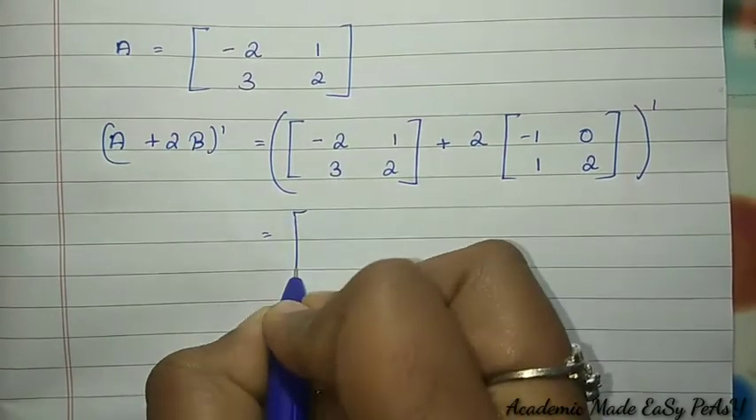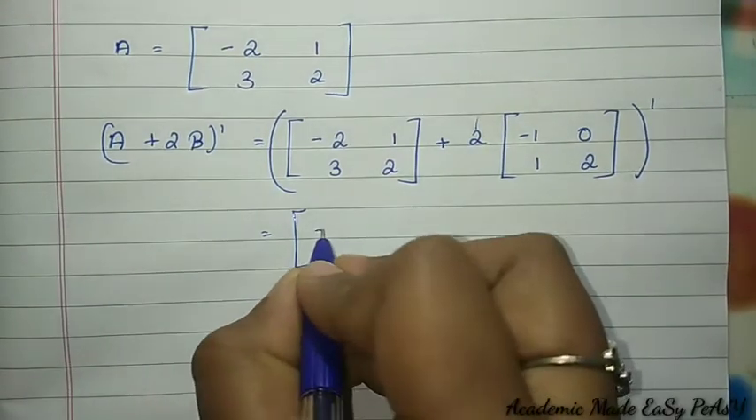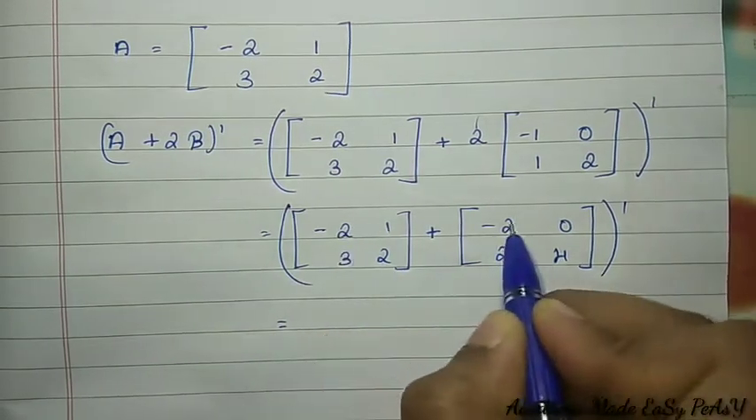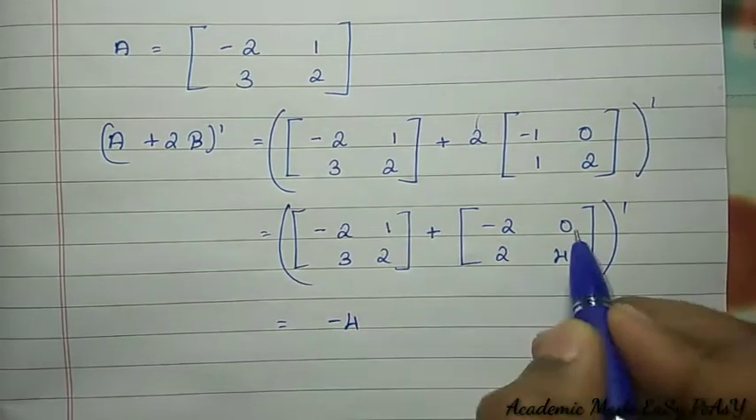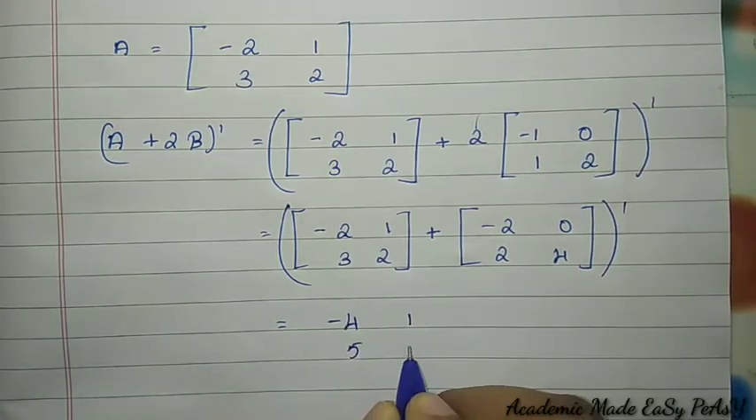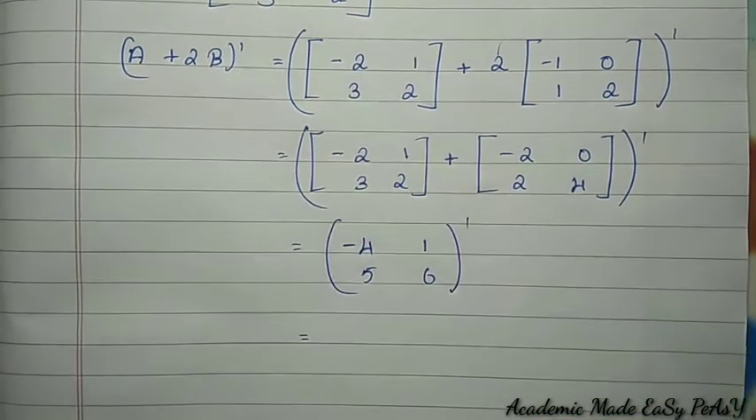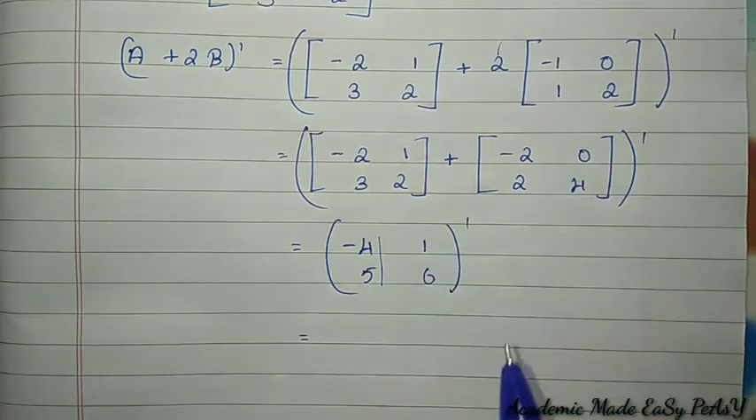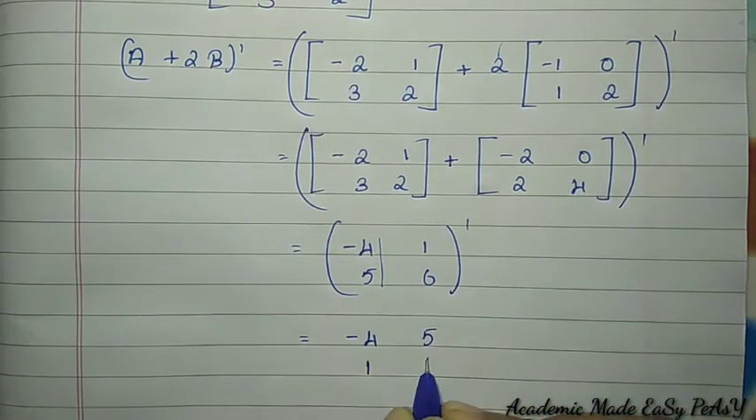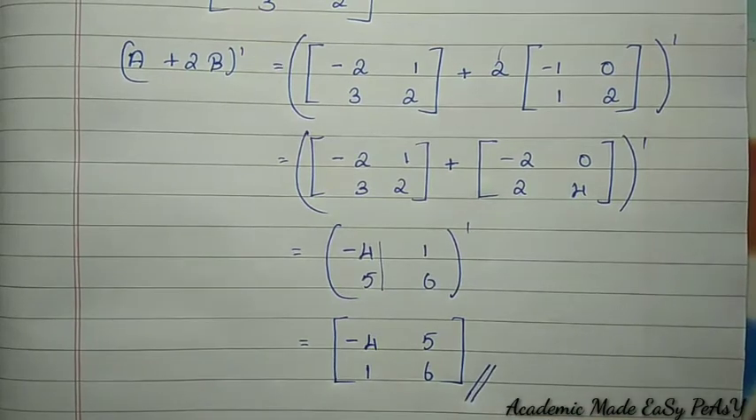So next I will be multiplying this element inside for each and every element, which is equal to minus 2, minus 2, minus 4, 1, 3 plus 2 is 5, 2 plus 4 is 6, the whole transpose. So next step, I will be changing my column to row. Okay, so minus 4, 5, first column as first row, second column as second row. So this is the required matrix.